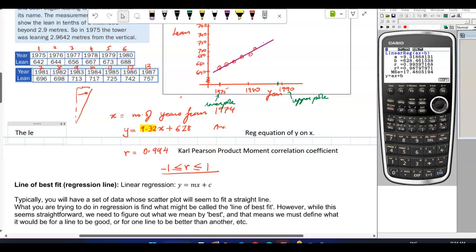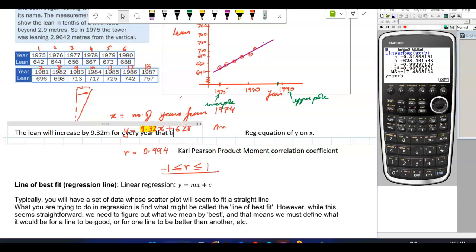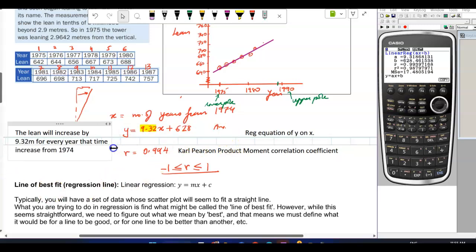You can say the lean will increase by 9.32 meters for every year, because over here the unit is years. Time increases by 1 unit from 1974, because we have taken 1974 as a base year, to make it 1, 2, 3 years. This is what it means.